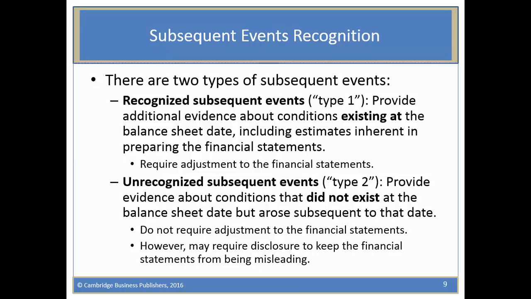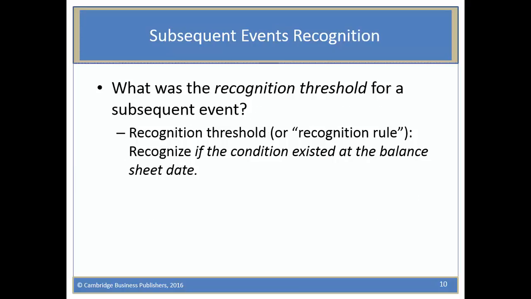Next, type 2, unrecognized subsequent events, provide evidence about conditions that did not exist at the balance sheet date but arose subsequent to that date. These do not require adjustment to the financial statements. However, these may require disclosure to keep the financial statements from being misleading. So what was the recognition threshold for a subsequent event? Recognize if the condition existed at the balance sheet date.